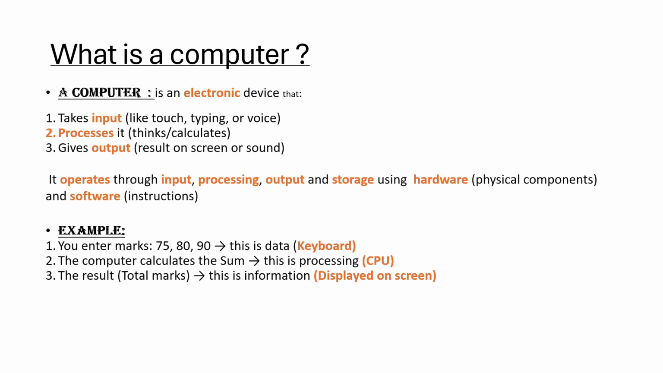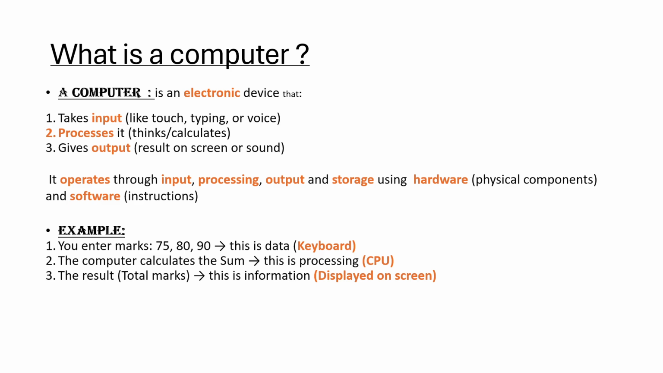Now for example, you enter marks such as 75, 80, 90. So this is basically the data which you have entered using your keyboard onto the computer. The computer calculates the sum. This is processing. Processing is done by the CPU. The result, which is the calculated sum, the total marks, is the final solution and this is the information which is displayed on your screen, the output device.